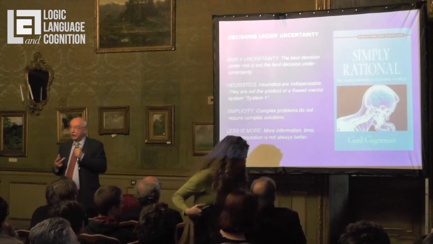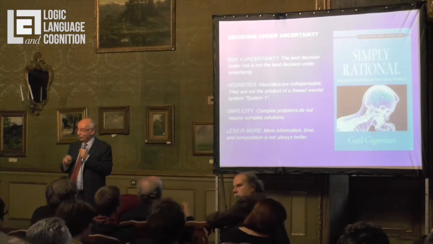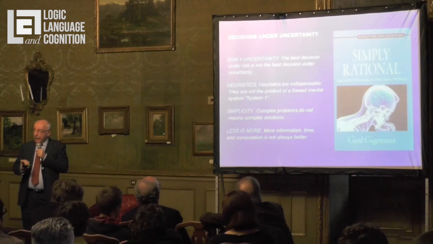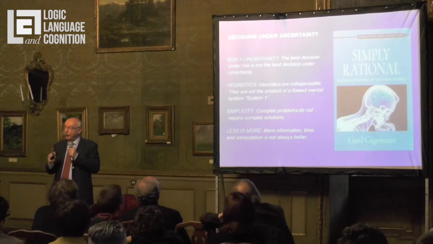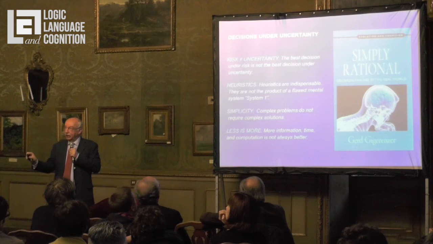So these are the four major messages, just to put them back into your mind. First, we dealt with decision-making under uncertainty. And decision-making under risk is not the same as decision-making under uncertainty. You need different tools, and you also need to understand that the best model in a world of risk, like Markowitz, is not the best one in a world of uncertainty.